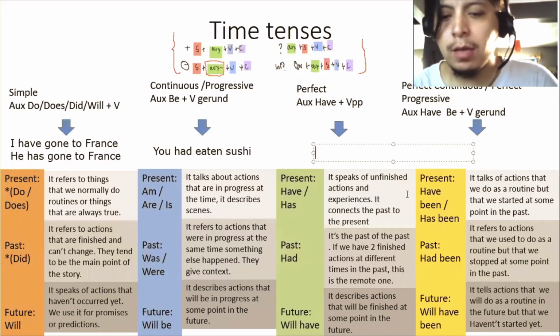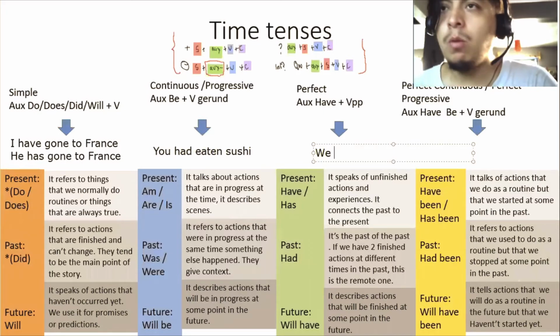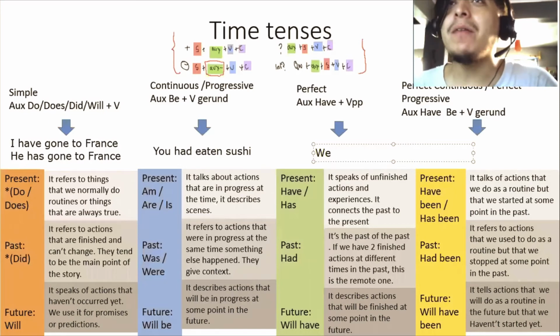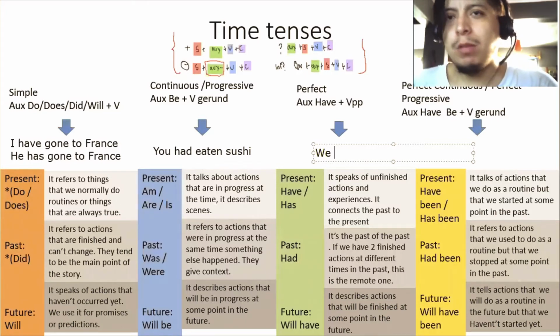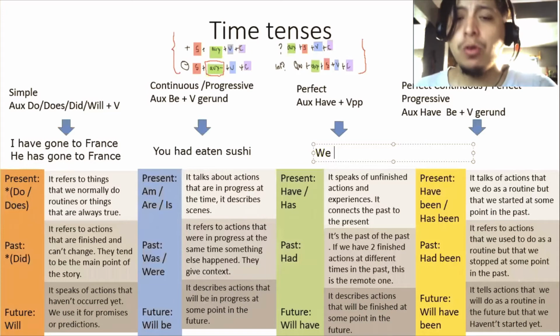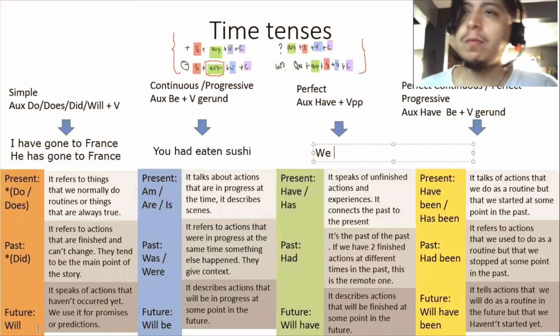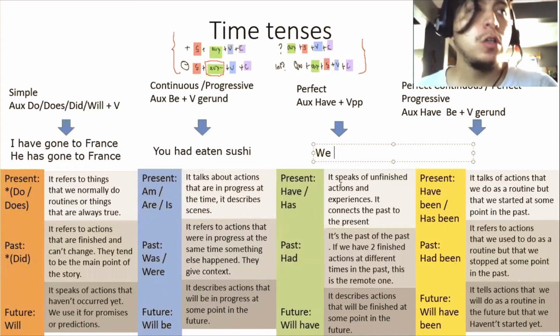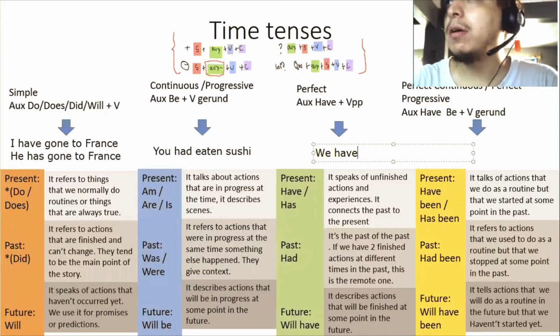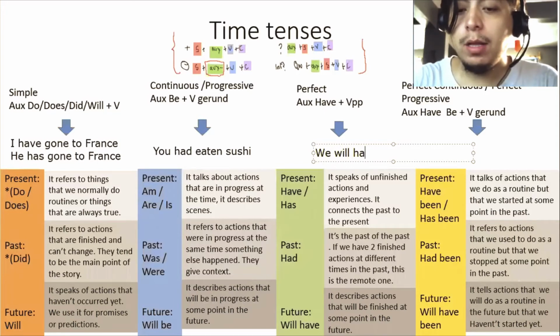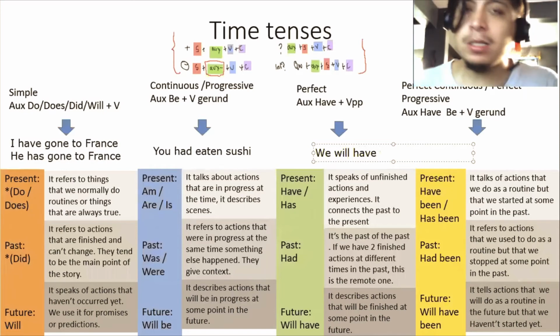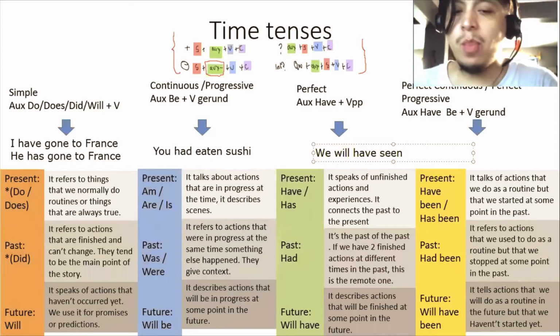In the future perfect, you need, again, your subject, we, whatever you want. The auxiliary is the verb have, but the verb have in the future. The problem with have is that we don't really have verbs in the future. So how do you use a verb in the future? If you want to say watch in the future, you say will watch. If you want to say be in the future, you use will be. If you want to use have in the future, you use what? Will have. We will have. And then your verb is always in the past participle, seen, and then your complement.